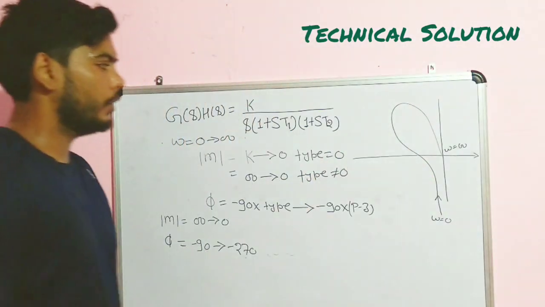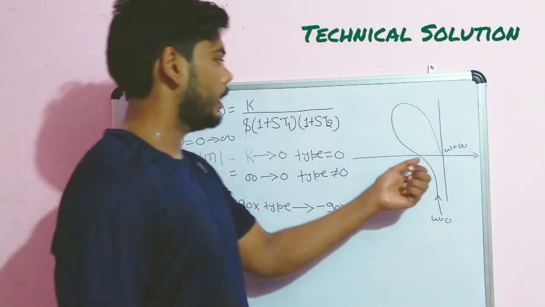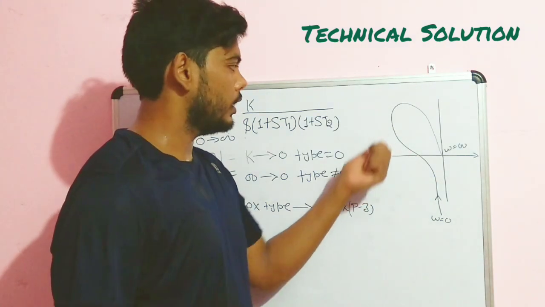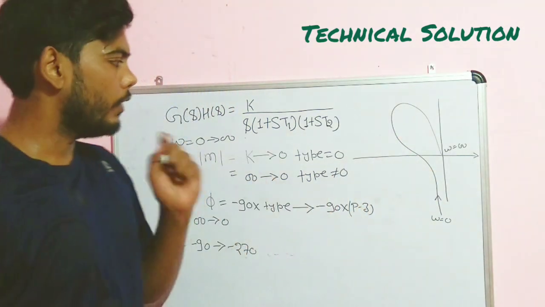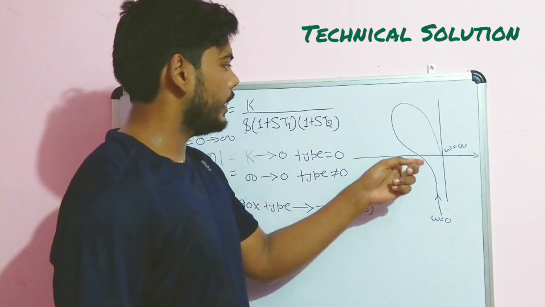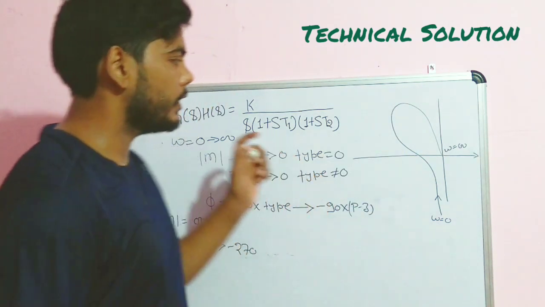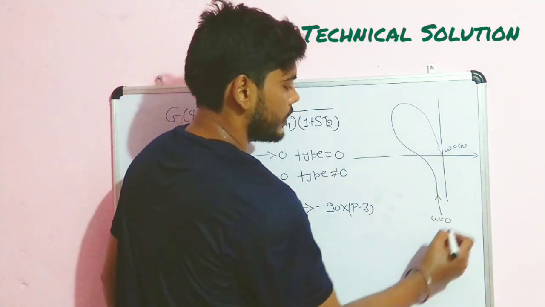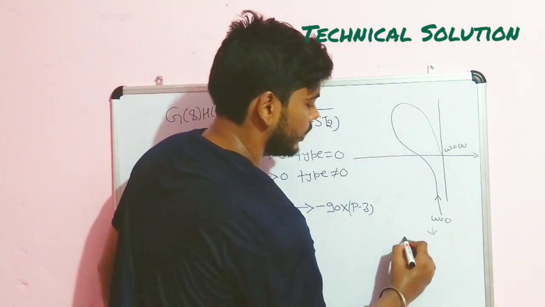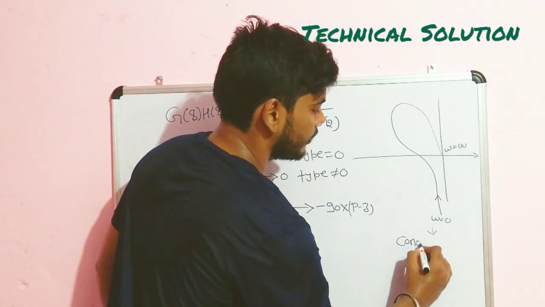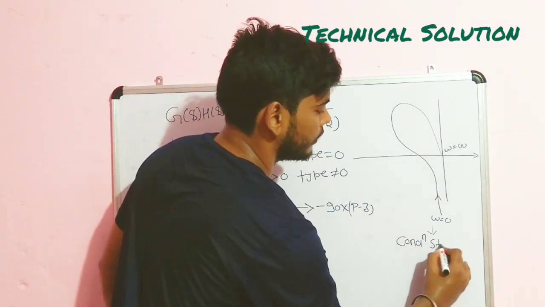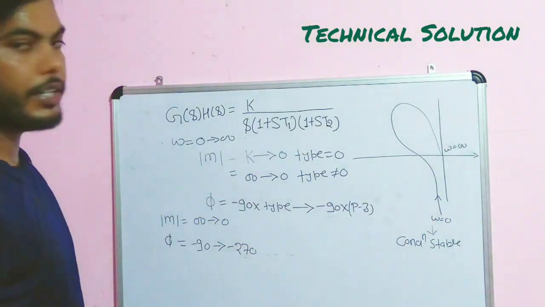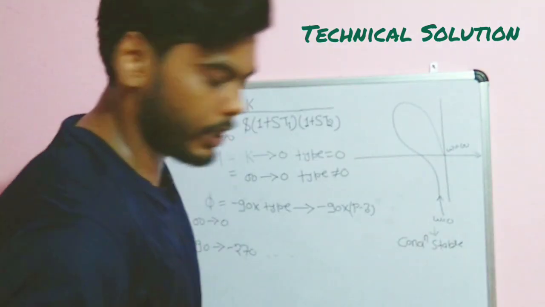One important thing: the polar plot intersects the negative real axis of the S plane. When the polar plot intersects the negative real axis, then the system becomes conditionally stable. Let's see what the condition is for the system to be stable.